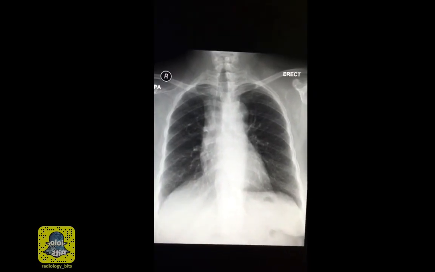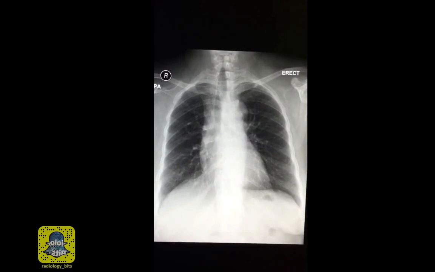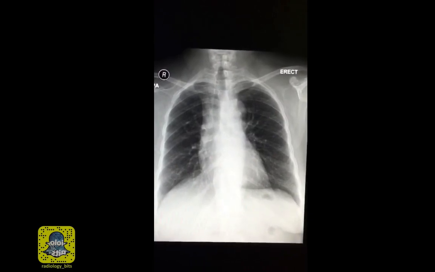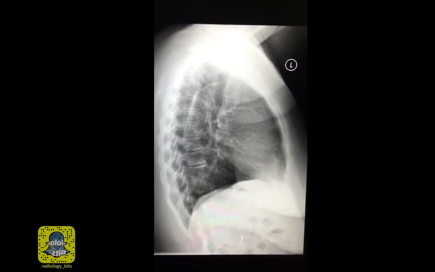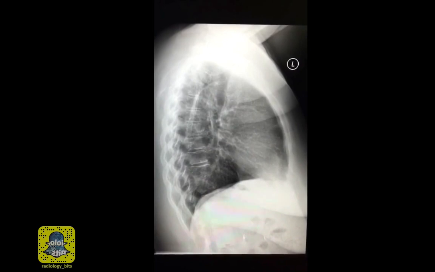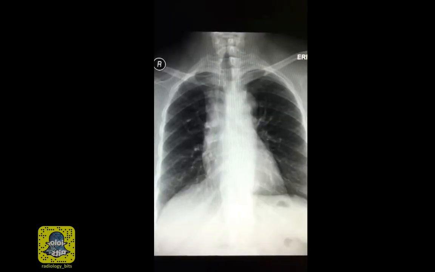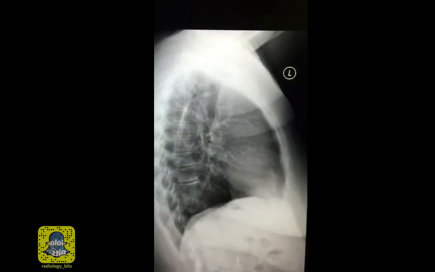This is a chest X-ray on a 48-year-old female patient. And this is the lateral chest radiograph on the same patient. There is nothing striking on the frontal chest radiograph. The important finding is seen on the lateral chest X-ray.